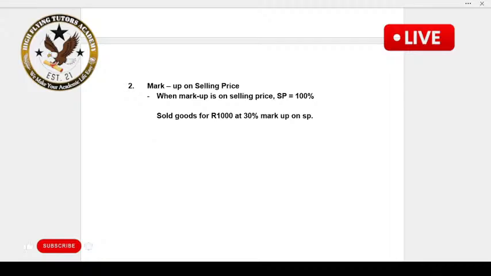Remember I said the first thing you must do is to determine the cost price percentage, the markup percentage, the selling price percentage. That's what you must do. Okay, so we are just going to follow the principle and the understanding of it. So this time, remember, when markup is on selling price, selling price is equal to 100%. Okay, and then markup given 30%.